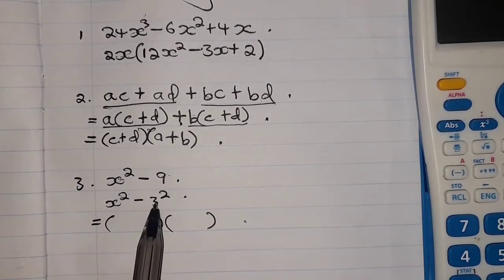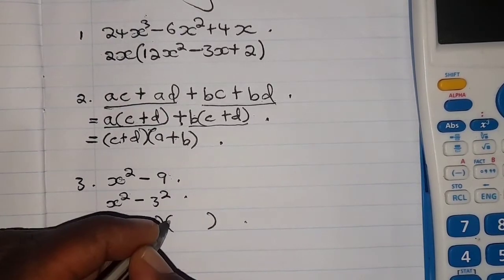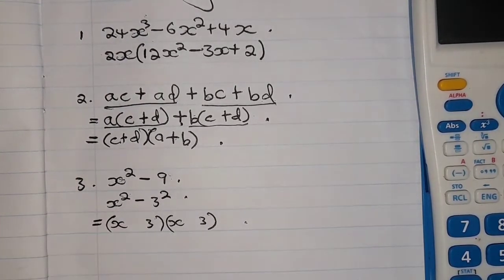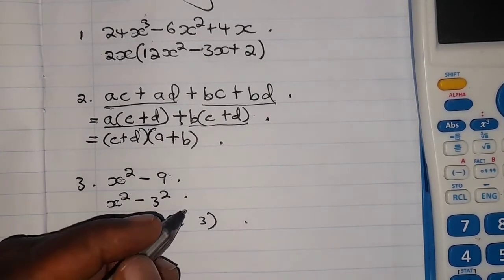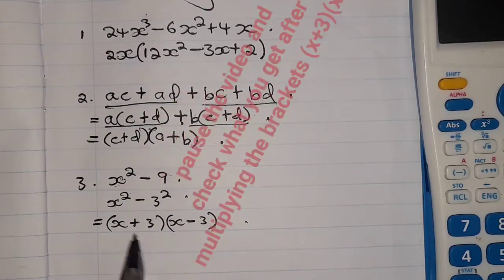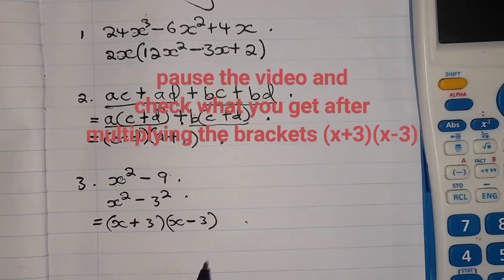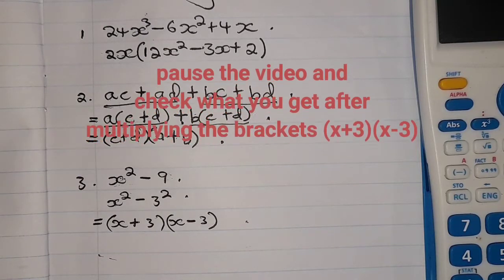This is x squared and this is 3 squared. We write the x and the 3 in the two brackets. One bracket should have an addition sign and the other bracket should have a subtraction sign. So the two factors of this expression are x plus 3 and x minus 3. If we multiply this using the distributive law, it will take us back to x squared minus 9.